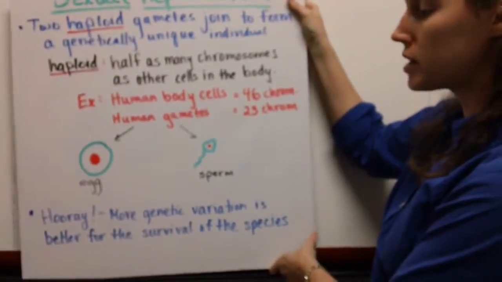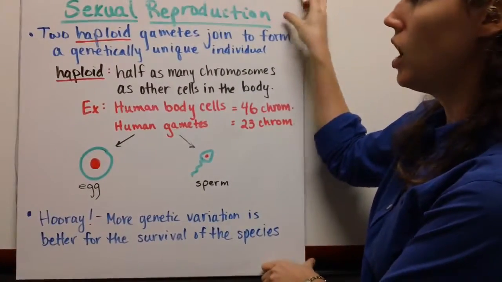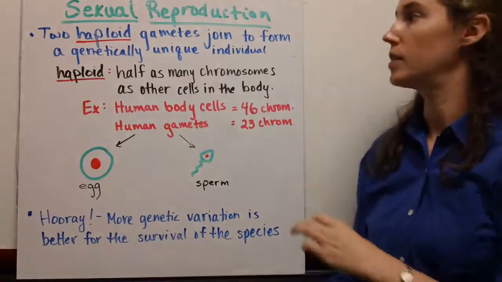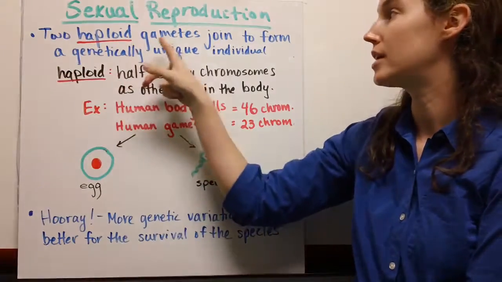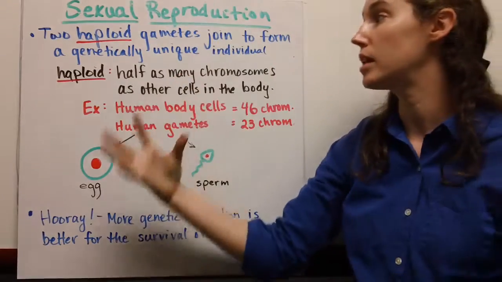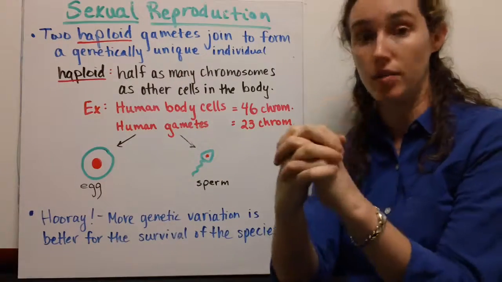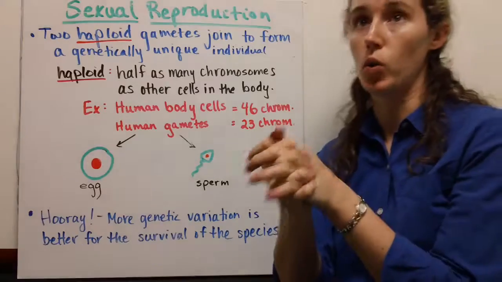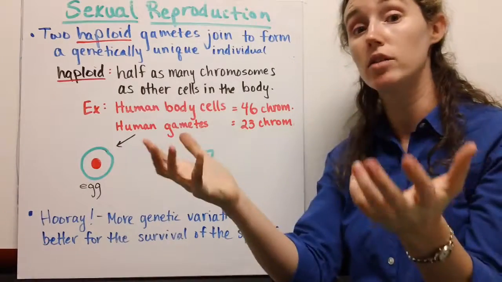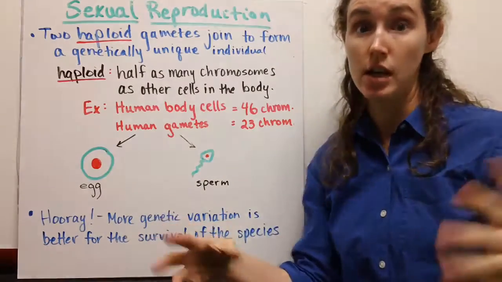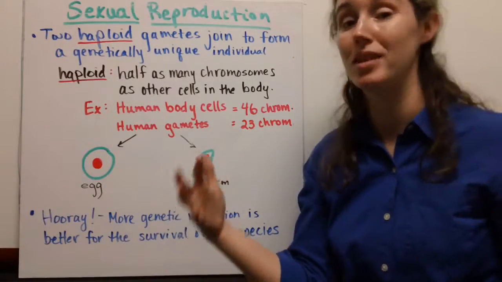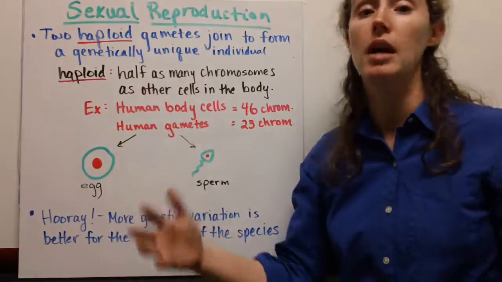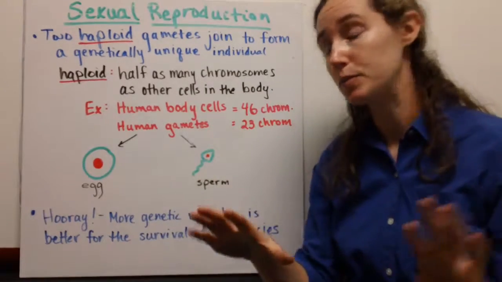Now we're going to focus specifically during this video on sexual reproduction. And in sexual reproduction, 2 haploid gametes, again, are going to come together and form a genetically unique individual. Alright, so that's why organisms can have the same parents, but the offspring all look different. Just like you and your brothers and sisters may look similar and may look similar to your parents and grandparents, but none of you are exactly the same.